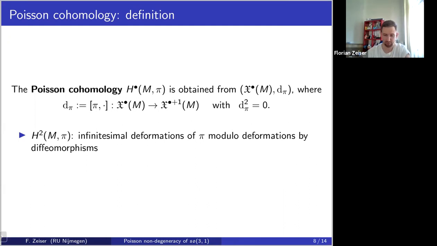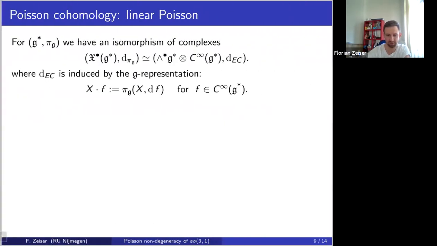Okay, so now we deal with a special situation here, because we want to calculate the Poisson cohomology of a linear Poisson structure. And for this, there is also some Lie theory going, or one can see this from a Lie theoretic perspective in the following way. One can identify the complex of multivector fields with the cochains on the Lie algebra with values in the smooth functions on the dual of the Lie algebra.